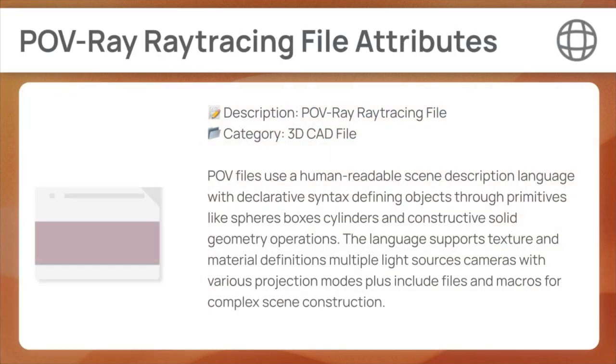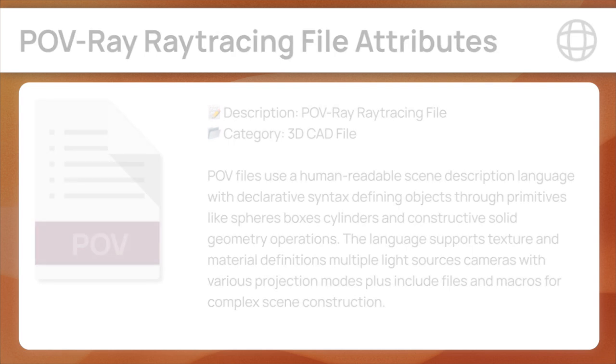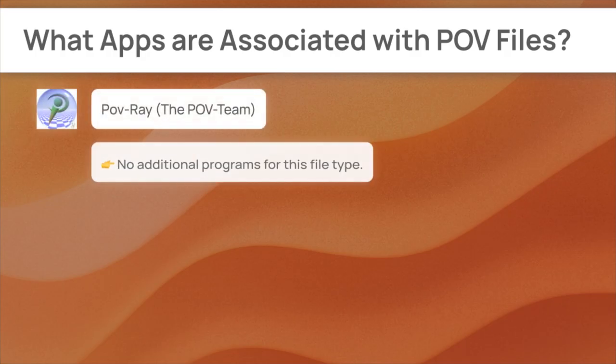POV files use a human-readable scene description language with declarative syntax, defining objects through primitives like spheres, boxes, cylinders, and constructive solid geometry operations. The language supports texture and material definitions, multiple light sources, cameras with various projection modes, plus include files and macros for complex scene construction. Optimal handling of the POV format is achieved using POV-Ray by the POV team.